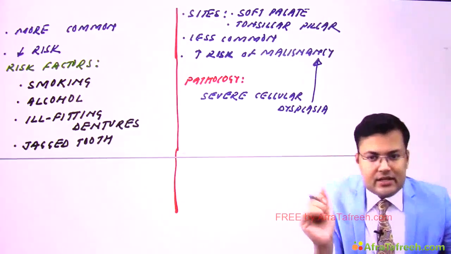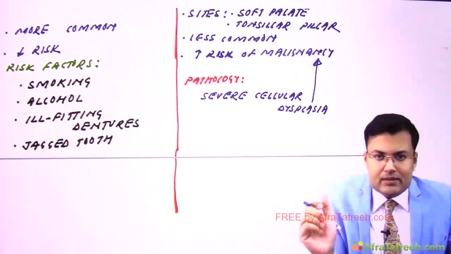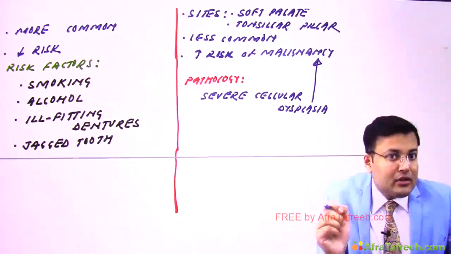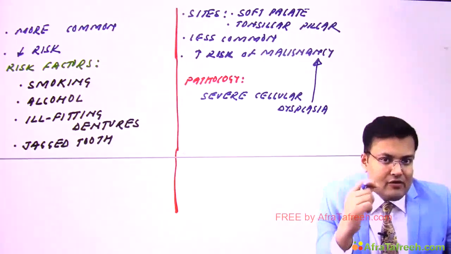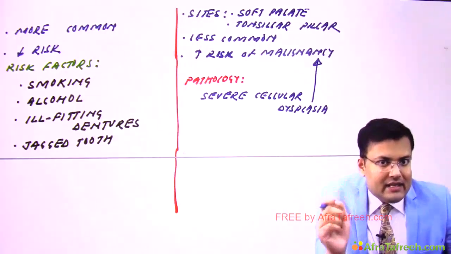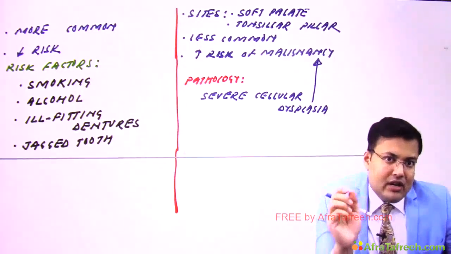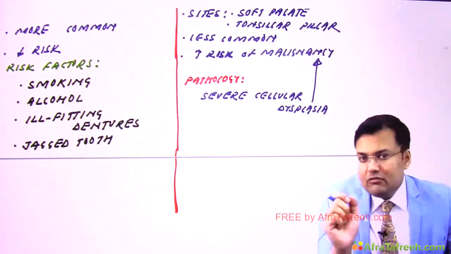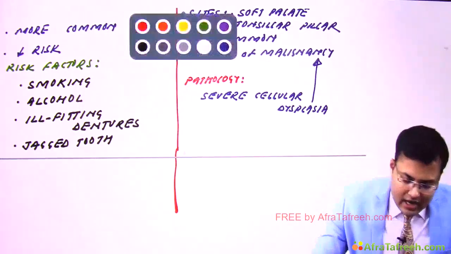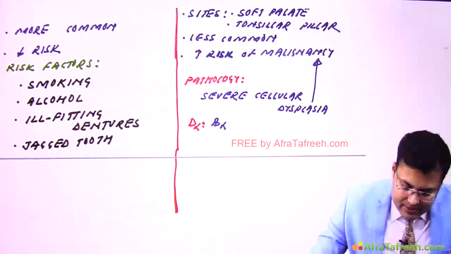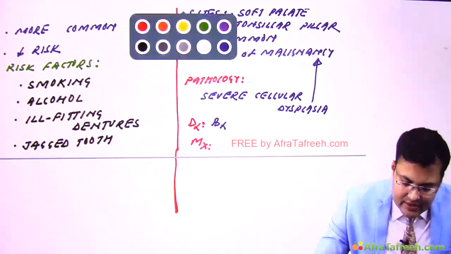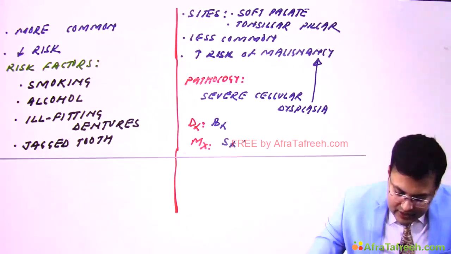On which investigation you can find severe cellular dysplasia? So you can find this on biopsy. So if patient is having erythroplakia, obviously we have to go for the biopsy, and there is risk of malignancy. That's why in all cases we have to go for surgical excision. So it is diagnosed by biopsy. And what's the management? Since there is increased risk of malignancy, we go for surgical excision.